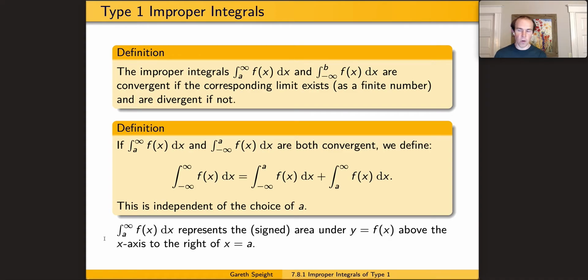Or first I should comment, what is the geometric meaning of this? For instance, if we focus on the integral from a to infinity, we said that the integral from a to b of a function is the signed area under the graph of f of x and above the x-axis from x equals a to x equals b. And here it's just the same story going all the way up to infinity. So normally it's bounded by x equals a and x equals b. Here it's not bounded by x equals b. It's just the signed area under the graph to the right of x equals a. And sometimes that might be finite, but sometimes it might be infinite.